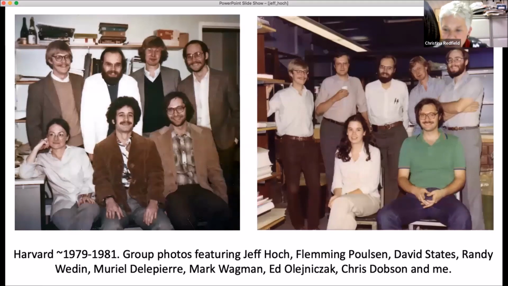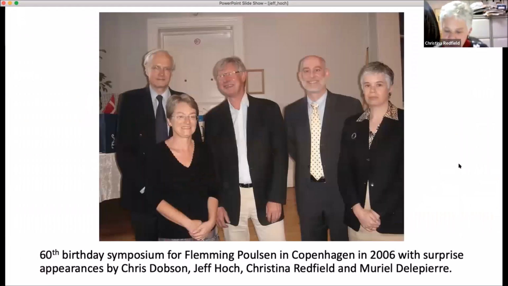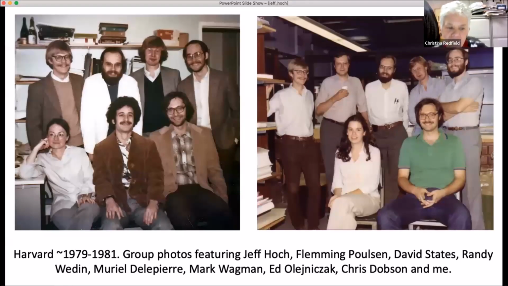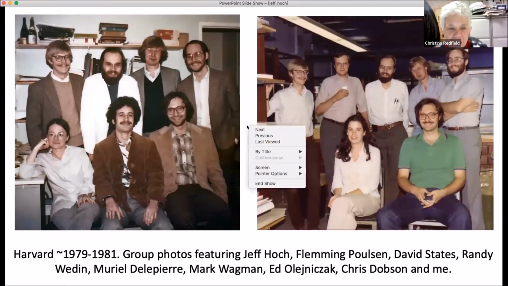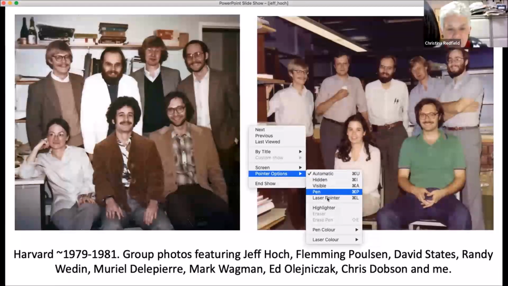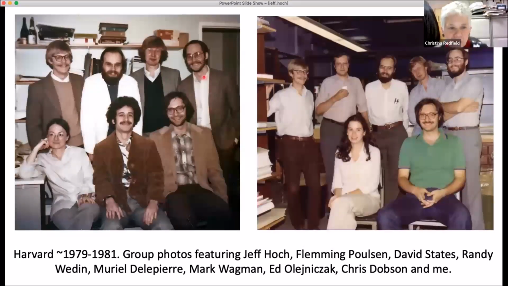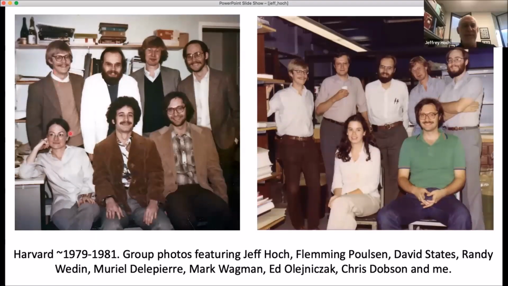So these are a couple of pictures from the Harvard days taken between 1979 and 1981. The picture on the left features, I'm not in that one, but it features Jeff and various other group members. So there's Jeff, Fleming Poulsen, David States, you'll all know the name from States-TPPI, Randy Badin, Muriel Delepierre, who may be in the audience today, Mark Wagman, and Ed Olejniczak.